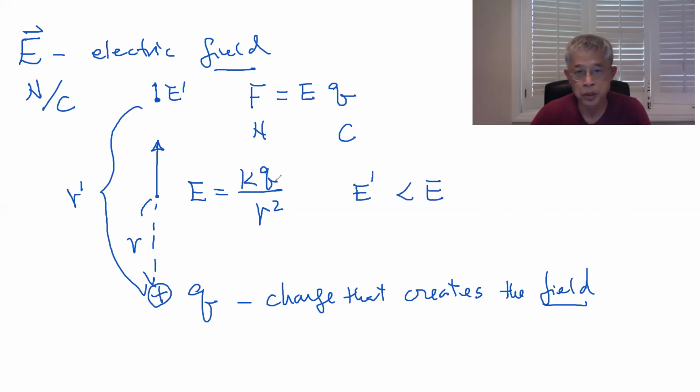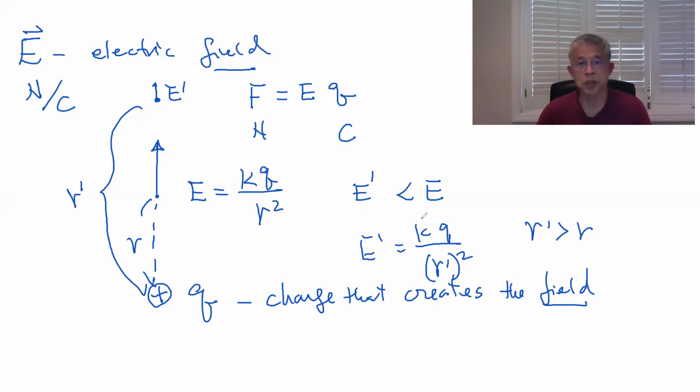And Q, let's always just make it positive, so then you can compare the magnitude. So E prime is equal to KQ, the same charge that creates the field, okay? So divided by R prime, and be careful, there's always a parenthesis and then square, right? So R prime is larger than R, right? So then E prime must be smaller than E. So that's the electric field, right?